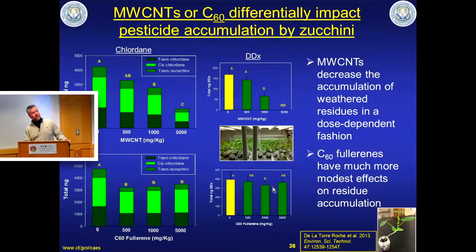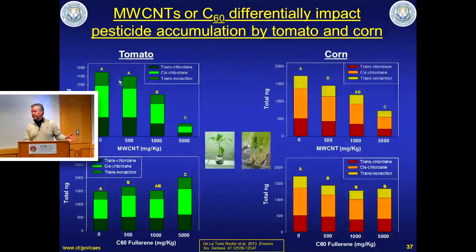When we looked at some of these other plant species, for the carbon nanotubes, the tomato and the corn behave exactly as we predicted, dose-dependent decrease in accumulation. When you looked again at the fullerenes, you're getting different effects. The corn looks a lot like the zucchini data with a slight drop, but it's not dose-dependent. And then we've got the tomato data over here where actually fullerenes at the higher concentrations are increasing DDE uptake.